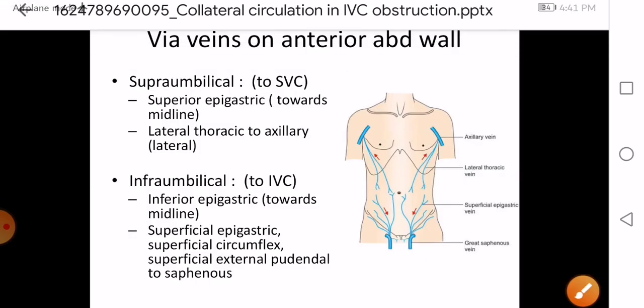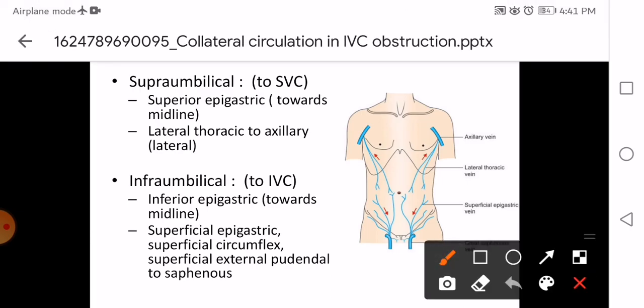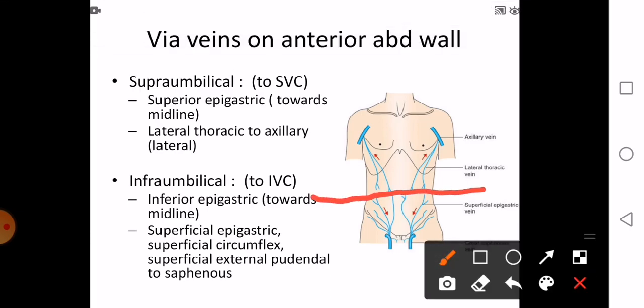Another method is to utilize the veins on the anterior abdominal wall. We all know that the umbilical level, or the umbilicus, acts as a watershed line. That is, the veins above the umbilicus drain into the superior vena cava, and the veins below the umbilicus drain into the inferior vena cava. So all we need to do is establish a continuity between the two sets of veins.